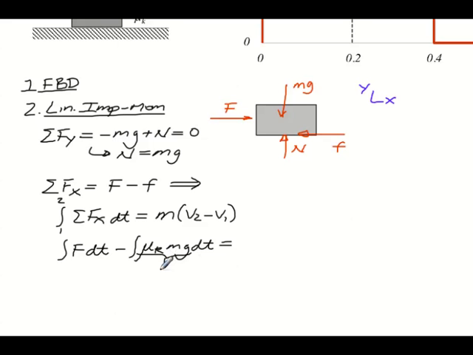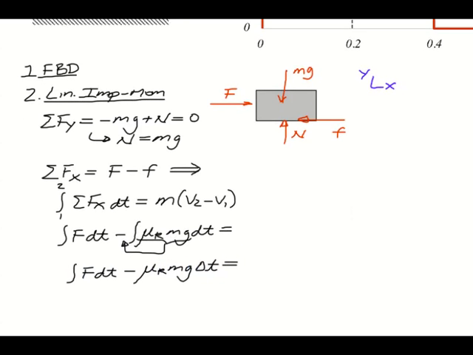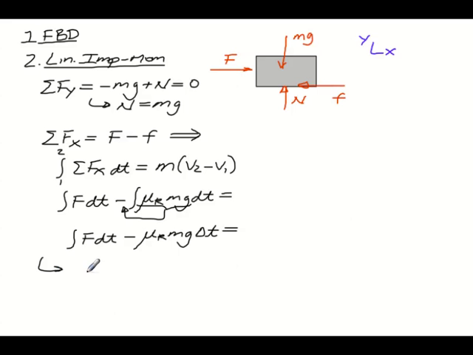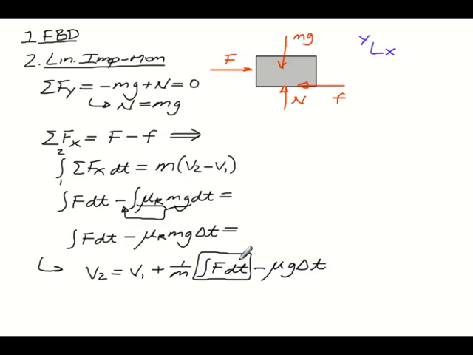This friction force is a constant, so we can bring that to the outside: the integration of the applied force minus mu k mg delta t, where delta t is the 0.4 seconds. So again, what we want to do is find v2. From this equation, we can see that v2 is equal to the initial velocity v1 to the right, plus 1 over the mass times the integration of the force in time, minus mu g delta t. The only thing that we need now in order to evaluate the speed at the second time of 0.4 is to integrate F over time.